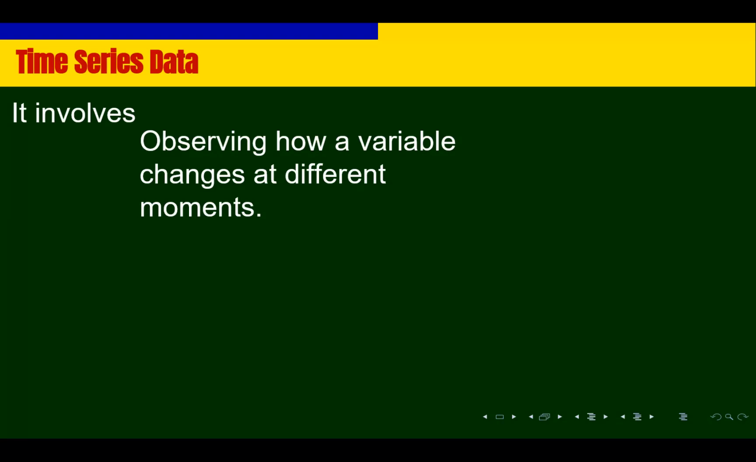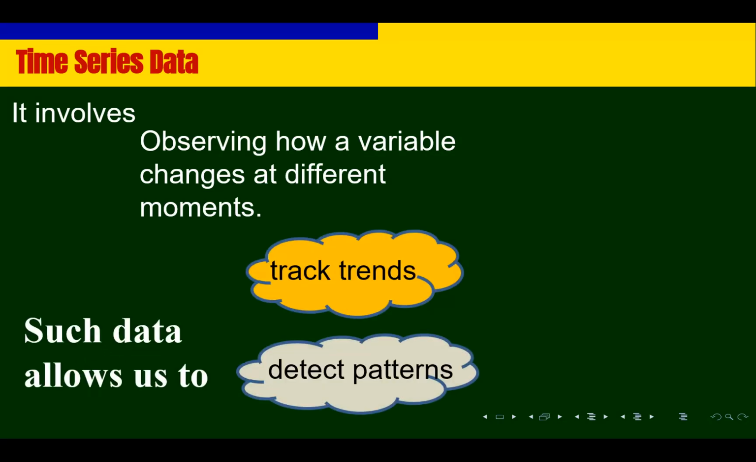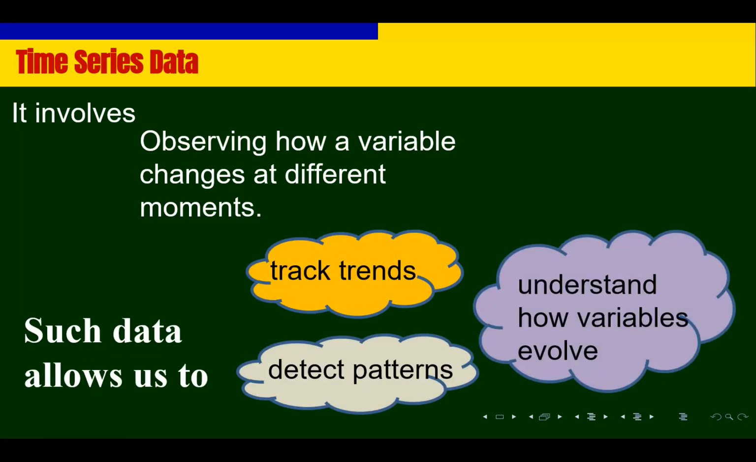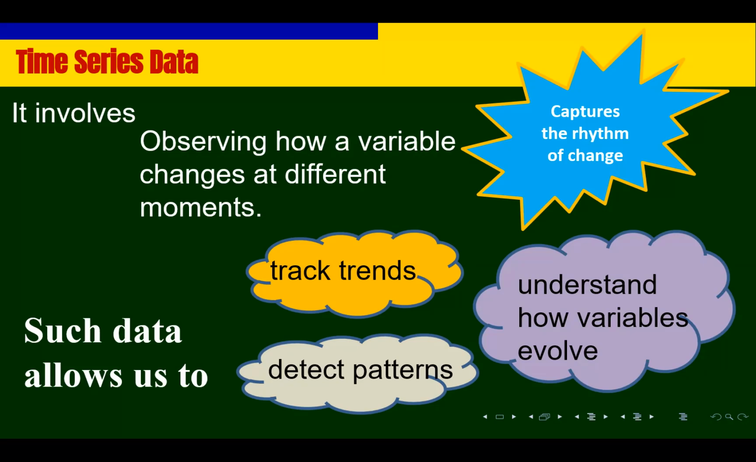For instance, tracking the monthly unemployment rates or quarterly GDP figures, that's time series data in action. Such data allows us to track trends, detect patterns, and understand how variables evolve. But beware, it can be sensitive to outliers and might not capture the full picture if external factors significantly change.